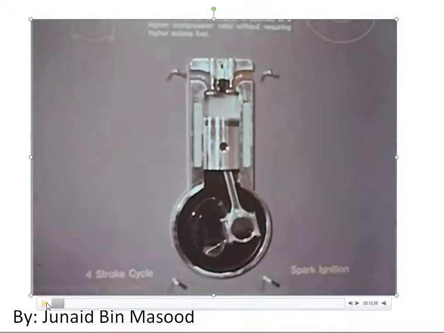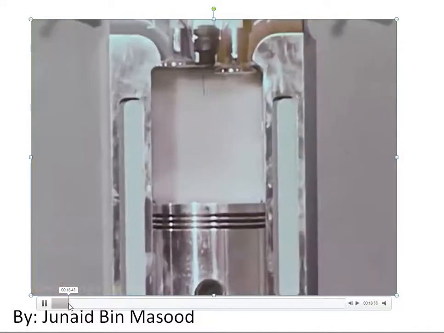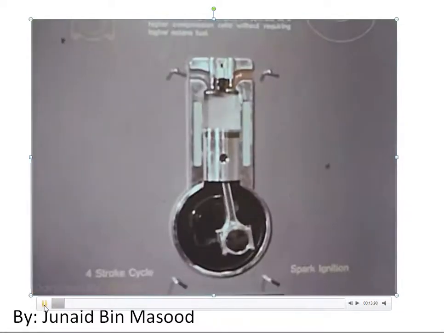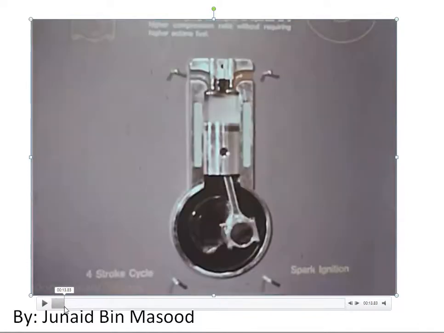This is the same diagram as it has been made on your book page 167. This is the same diagram. There's a spark plug, exhaust gases, piston, crankshaft and fuel-air mixture. So when you actually look at this engine, let me play the video again. It's the same here. This is basically this stroke here. This is a stroke cycle and this is a spark ignition.